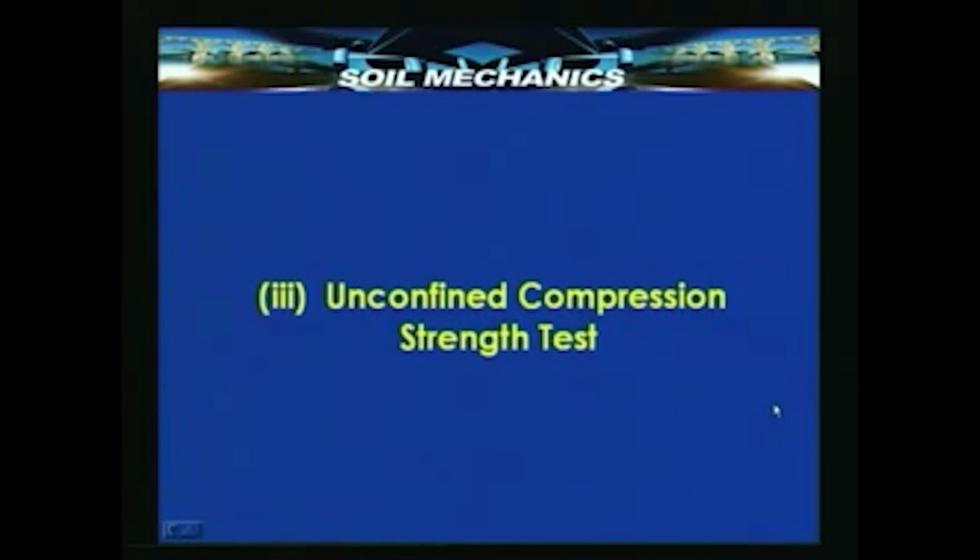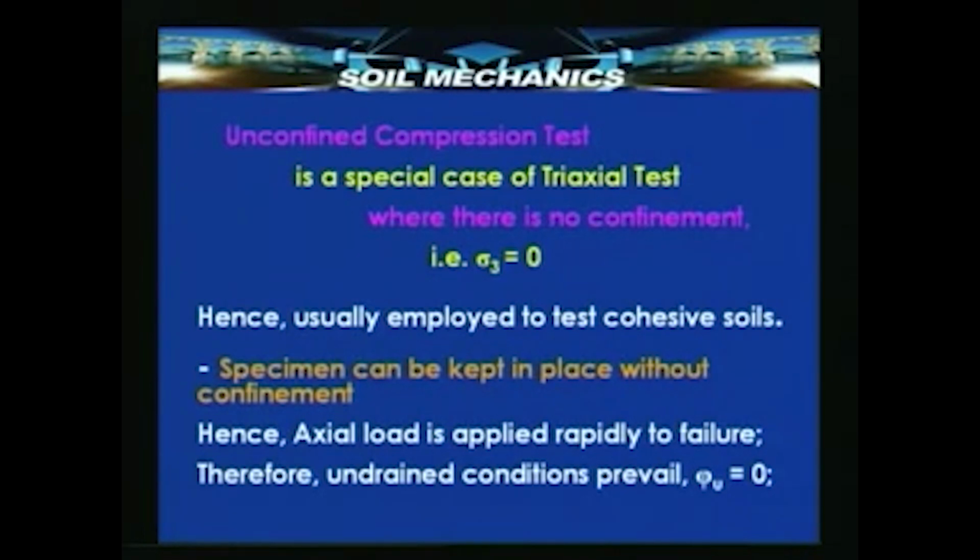Now, we go on to the unconfined compressive strength test. This test, as you know, is a special case of a triaxial test. The difference between the conventional triaxial test, as it is called, and this test is that the confining stress sigma 3 is 0. Hence, it is necessary that the sample should be able to stand in the apparatus without confinement.